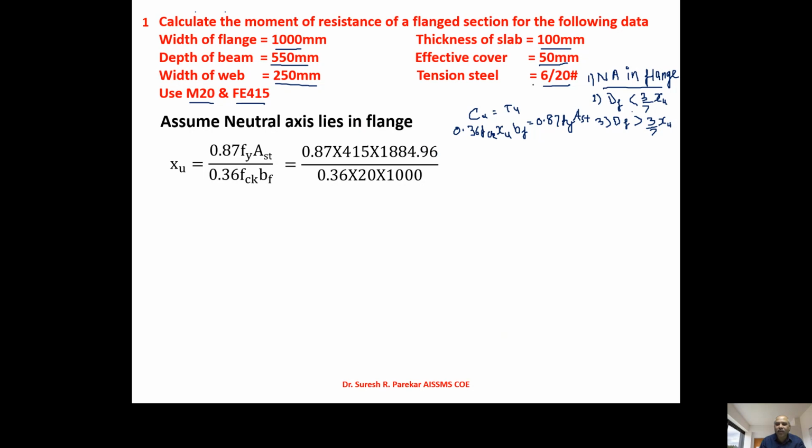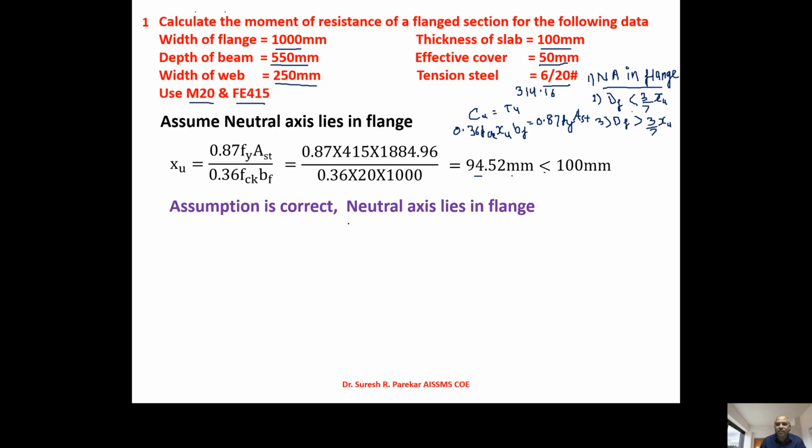1884.96. We have 6 bars, and 1 bar is 314.16, and that gives us 1884.96. And then 0.36 into M20 upon BF, which is given as 1000. And this gives me a value of 94.52 millimeter. But my flange is 100 mm, and so our assumption is correct. And once the assumption is correct, this becomes a singly reinforced beam, and you can find the moment of resistance very easily by using the simple formula, that is MR is equal to Cu into lever arm.